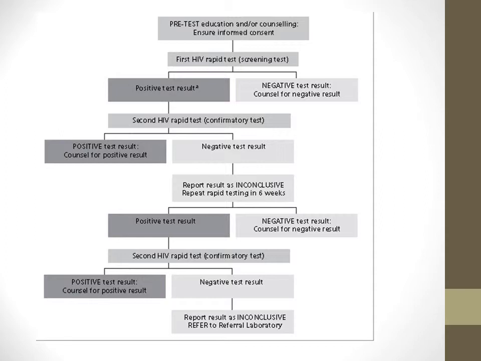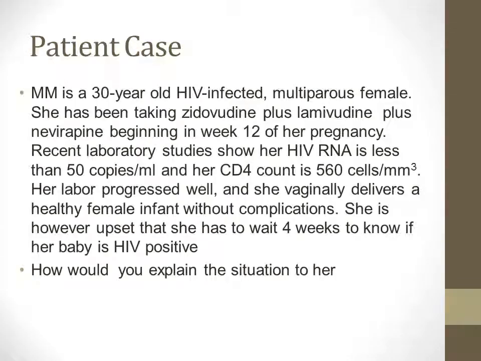Now, a negative result with the rapid testing, we assume is negative, and you counsel the patient for a negative result. For a positive result, we do a second HIV confirmatory test, and if the result is positive, we counsel for a positive result. In the event of a negative result in this situation, you will report the test as inconclusive and repeat after 6 weeks. Take a closer look at the algorithm and see what WHO recommends for testing.